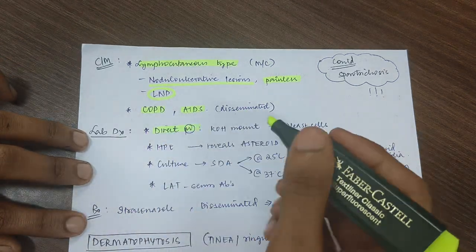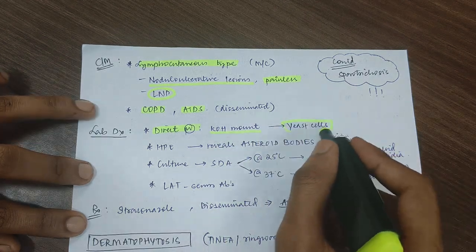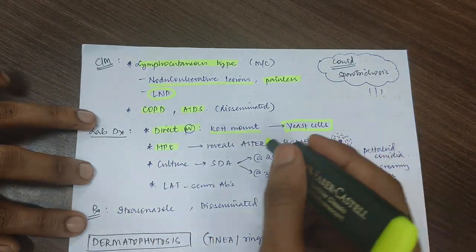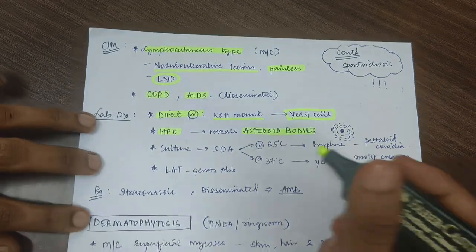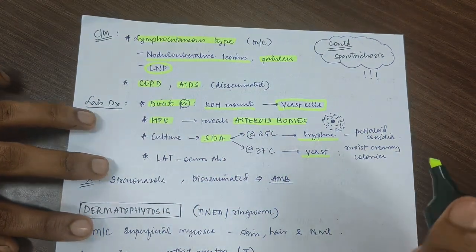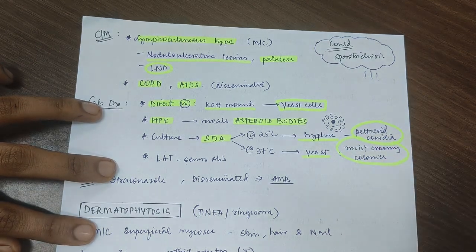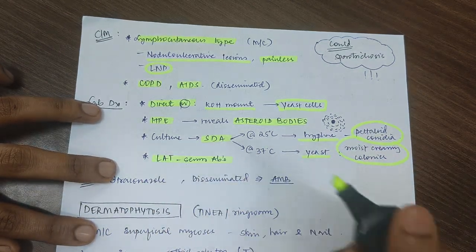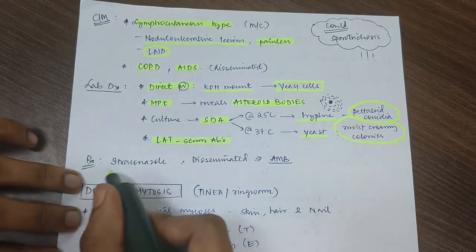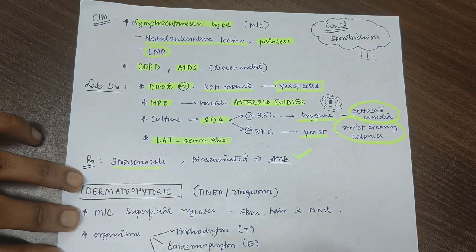Lab diagnosis is direct microscopy. KOH mount, you are going to see the yeast cells. Then HPE will reveal asteroid bodies. Then culture, that is the dimorphic form, hyphae form and yeast form, which I have explained in detail. Hyphae will have petaloid conidia and moist creamy colonies in case of yeast. Then latex agglutination tests to detect the serum antibodies. Treatment is itraconazole. For disseminated, you are going to give amphotericin B.